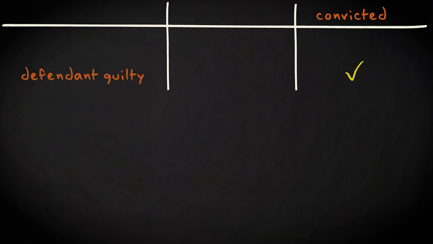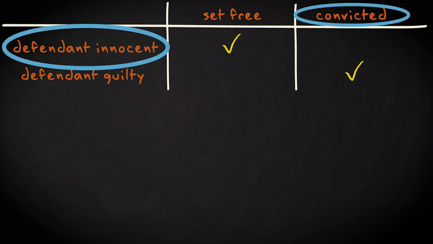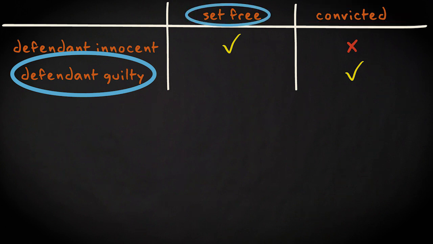In a trial, there are 4 possible outcomes. First, the defendant could be convicted while he or she is indeed guilty. That's a correct decision. Second, the accused could be judged not guilty while he or she is indeed innocent. That's a correct decision too. Third, however, it's also possible that the defendant is convicted who is actually innocent. That's a wrong decision. And fourth, an accused who is in fact guilty could also be set free. That's a wrong decision too.